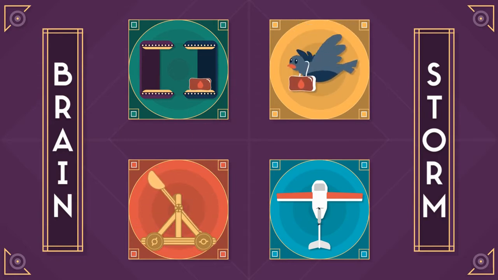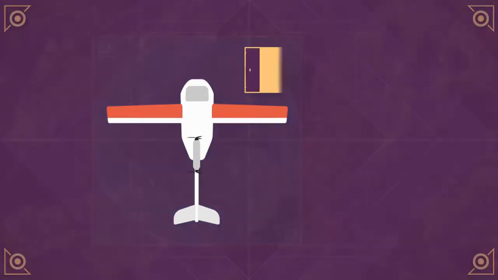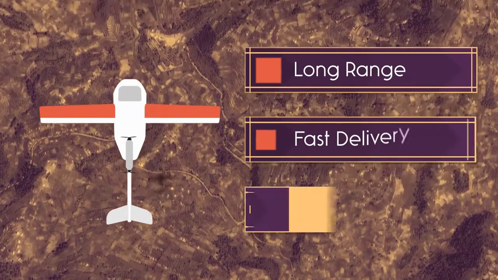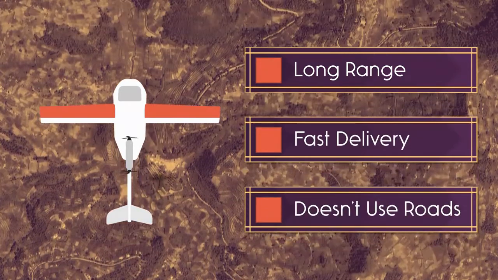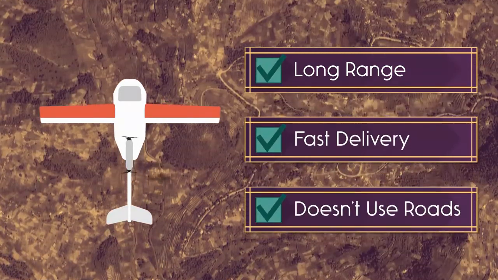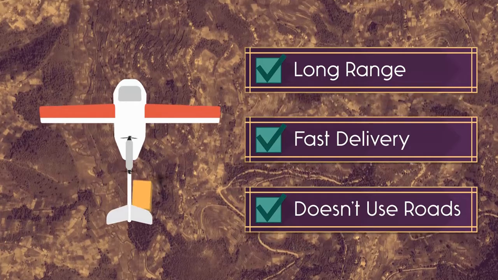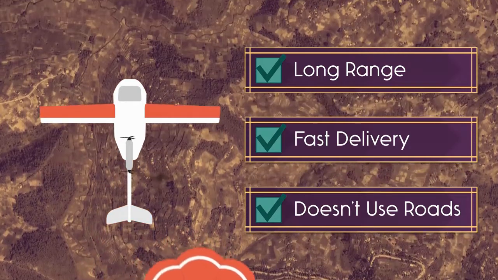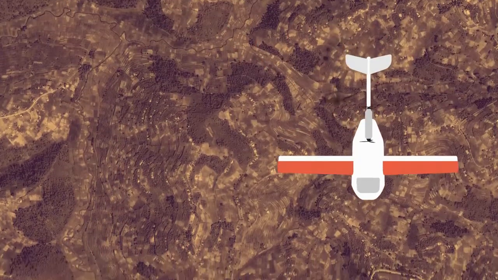The solution we thought might work was an airplane-shaped drone that could fly really far, really fast over all kinds of rough terrain. When it flew over its destination, it would parachute drop a package of blood to the doctors on the ground, then return home.